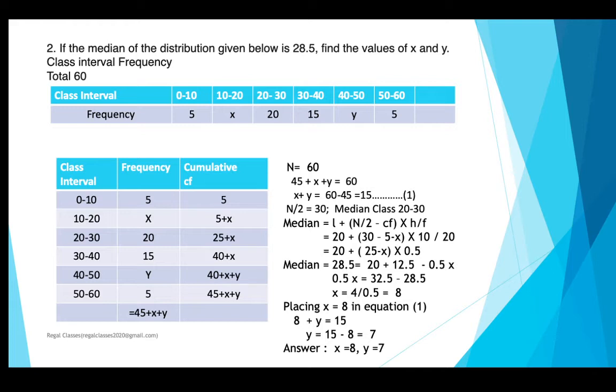Cumulative frequency, look at it, 25 plus x. We assume that could probably be the median class, because that may exceed 30. With that assumption, we take that median class, calculate the median and equate that to 28.5. So 0.5x is equal to 32.5 minus 28.5, x is equal to 8. Place x in equation 1 and you get y. y is equal to 7.